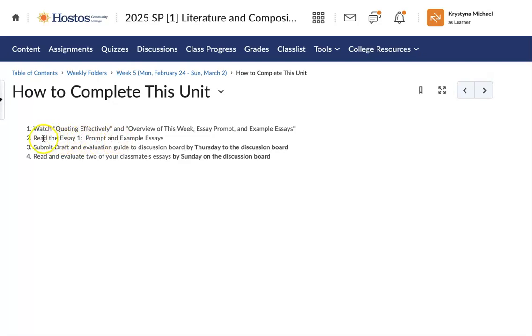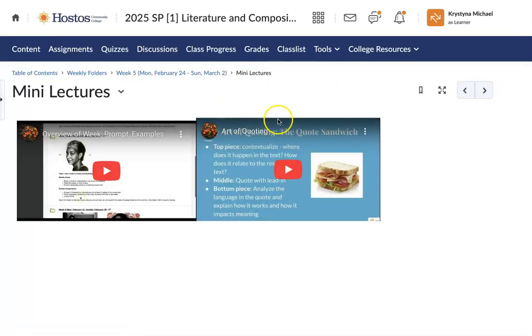Then I'm going to ask that you read the essay prompt and then submit your draft to the discussion board by Thursday, and read and evaluate 2 of your classmates' essays by Sunday. Okay, so then on the next page is the mini lectures, and this overview will be here, and the art of quoting is there, so watch those.